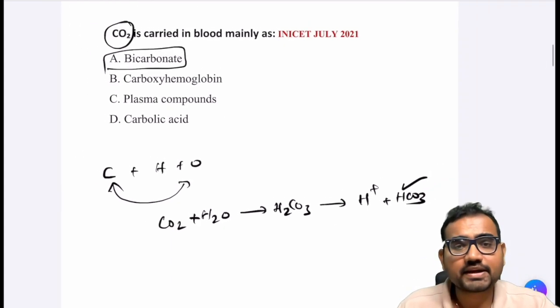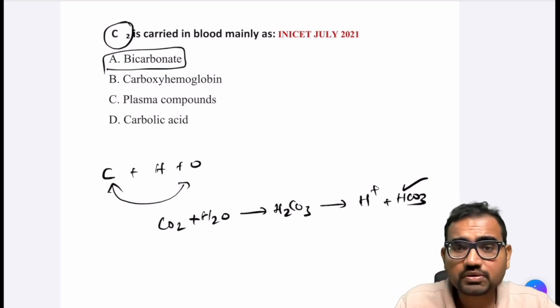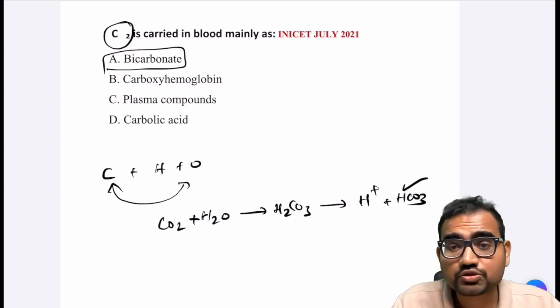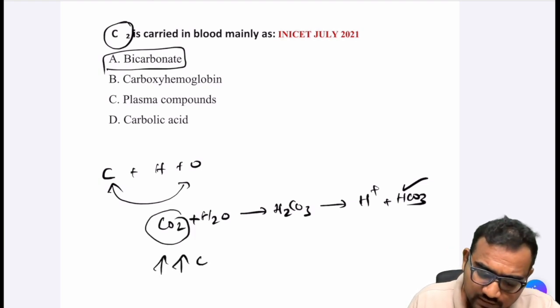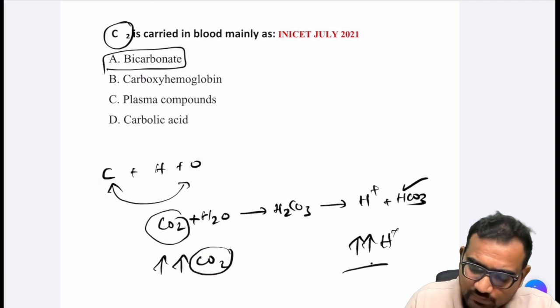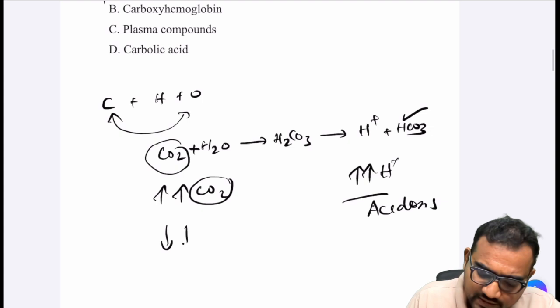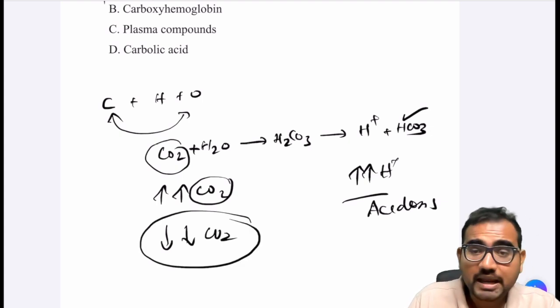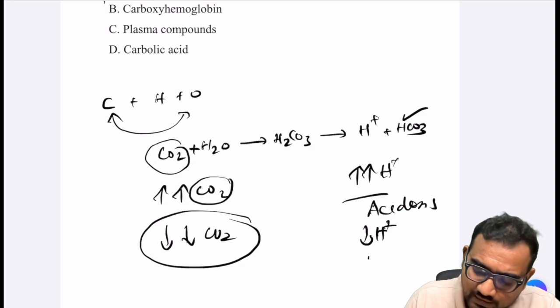70% of the time it is carried in the bloodstream via bicarbonate. Okay, so in this situation we talked about what respiratory acidosis and respiratory alkalosis are. Whenever there is increased carbon dioxide, there are going to be increased hydrogen ions, and there's going to be acidosis. Whenever there is decreased carbon dioxide, hypoventilation, there are going to be decreased hydrogen ions, alkalosis, respiratory alkalosis.